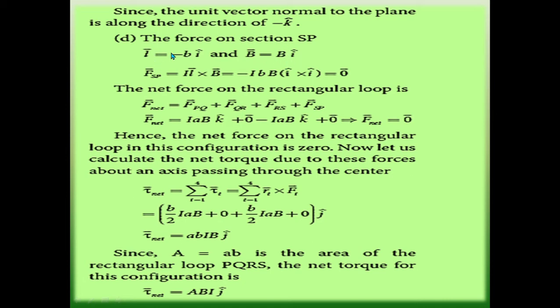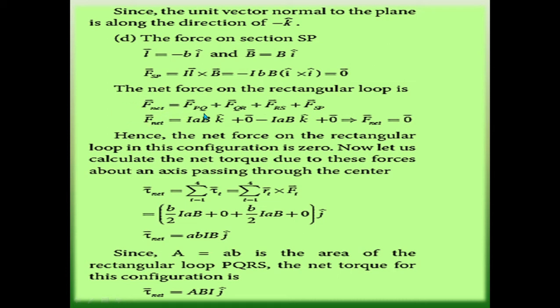Just substituting these two values into the equation, the force on SP acting along the SP direction is I L vector cross B vector. L and B can be replaced as minus I b, capital B i cap cross i cap. i cap cross i cap is nothing but the 0 vector. So now let me calculate the net force on the rectangular loop.